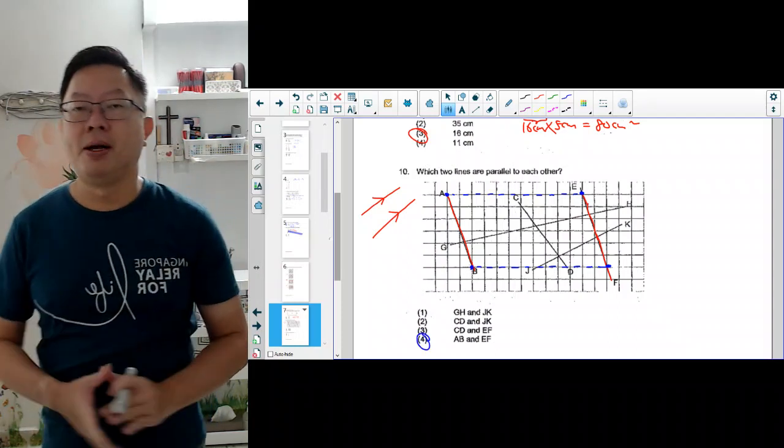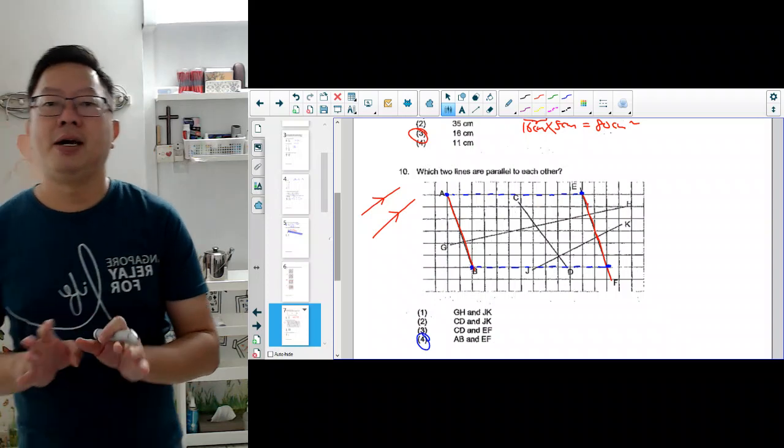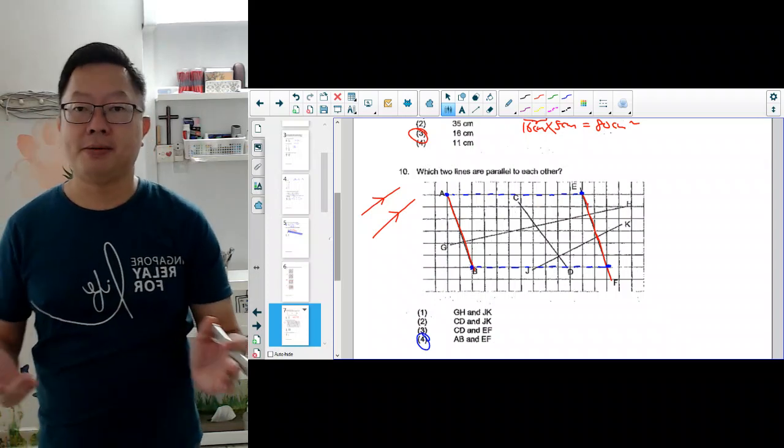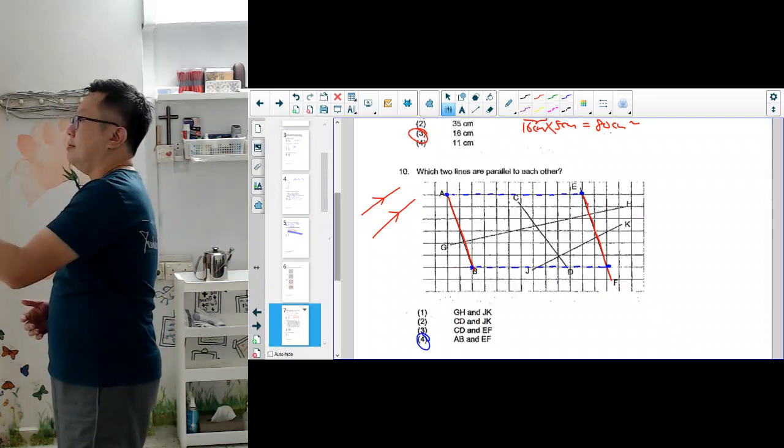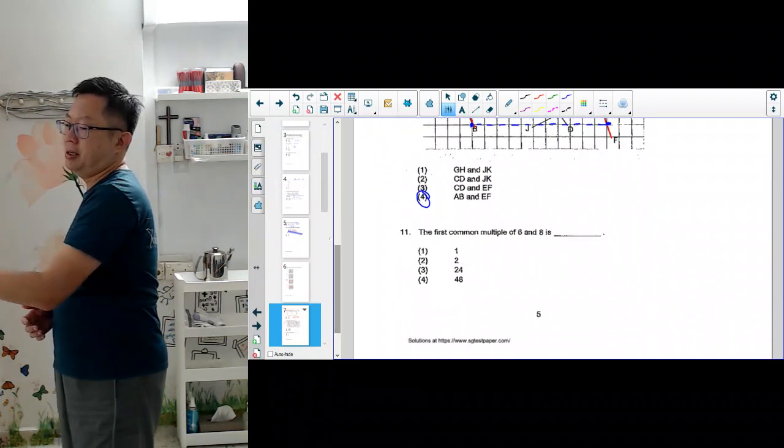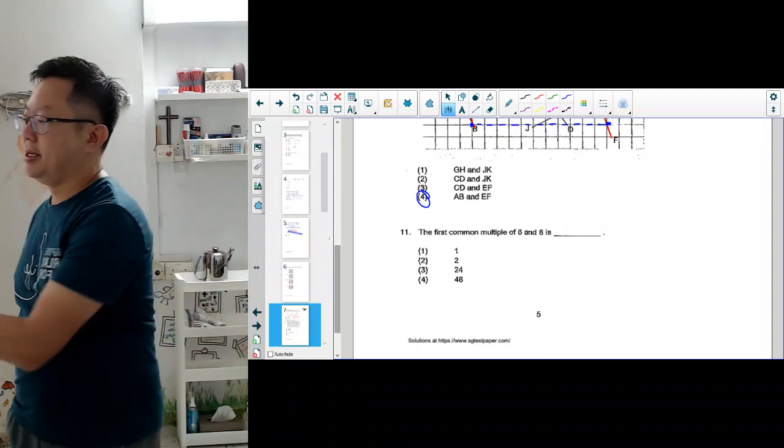Okay, so what are parallel lines? They are lines that are equal distance apart. Okay, question number 11. Okay, next one, the 2-mark question. The first common multiple of 6 and 8 is how many?